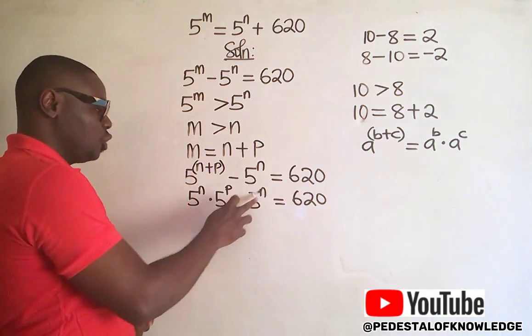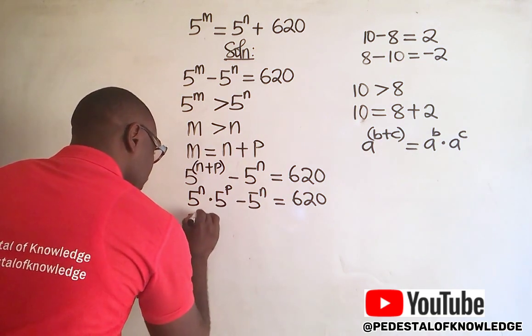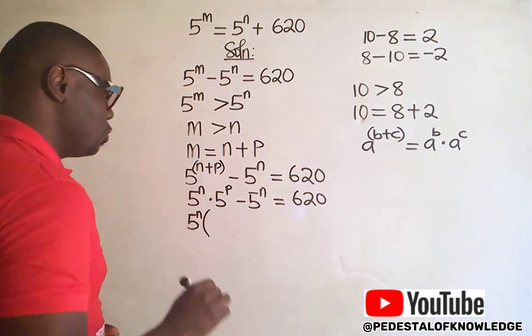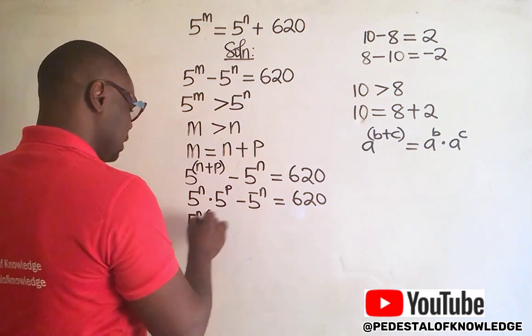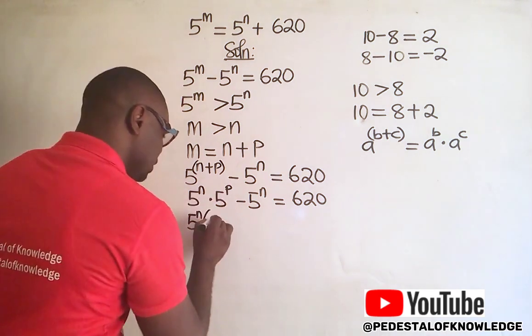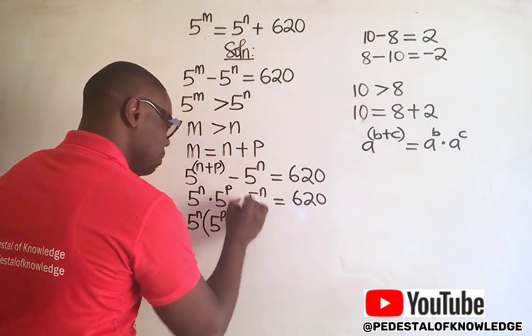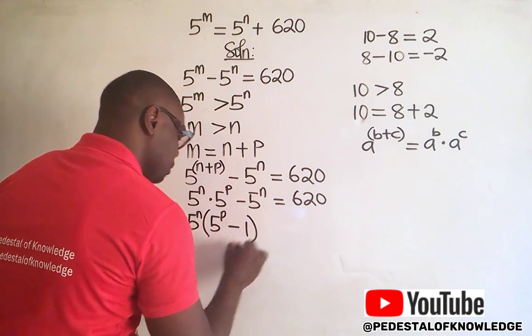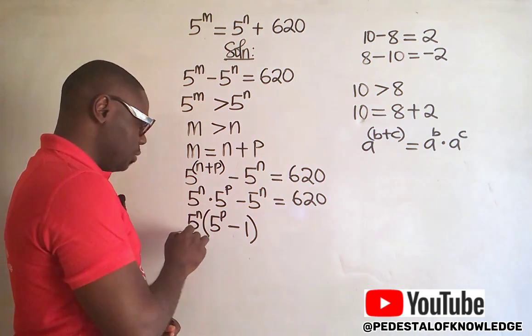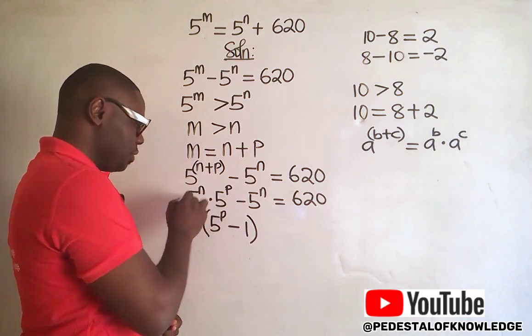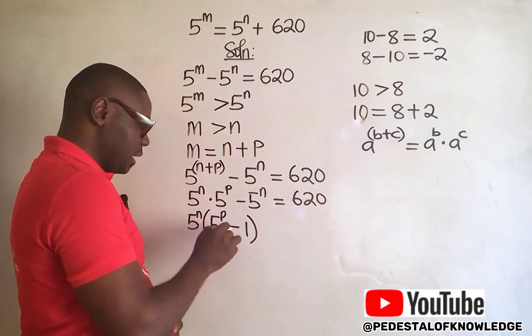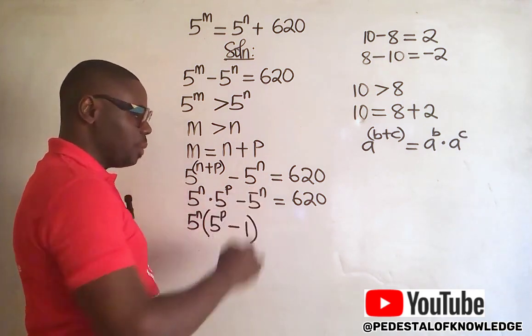So we have 5 raised to power n, then put a bracket and place whatever remains inside this bracket. What remains now is 5 raised to power p minus 1. Because 5 raised to power n times 5 raised to power p will give us this, and 5 raised to power n times minus 1 will give us minus 5 raised to power n.